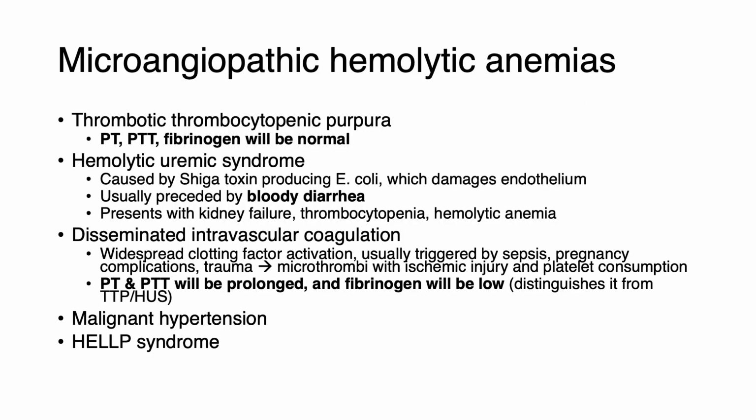So if you see schistocytes on your peripheral smear, you should consider microangiopathic hemolytic anemias. The common ones are TTP, HUS, and DIC. You can also see it with malignant hypertension and HELLP syndrome.